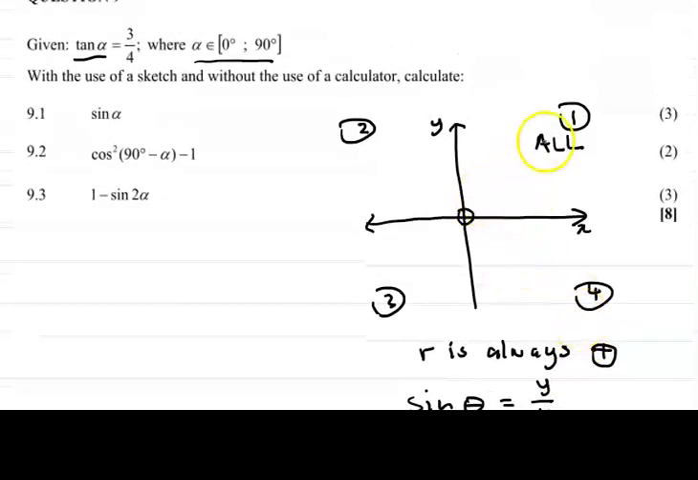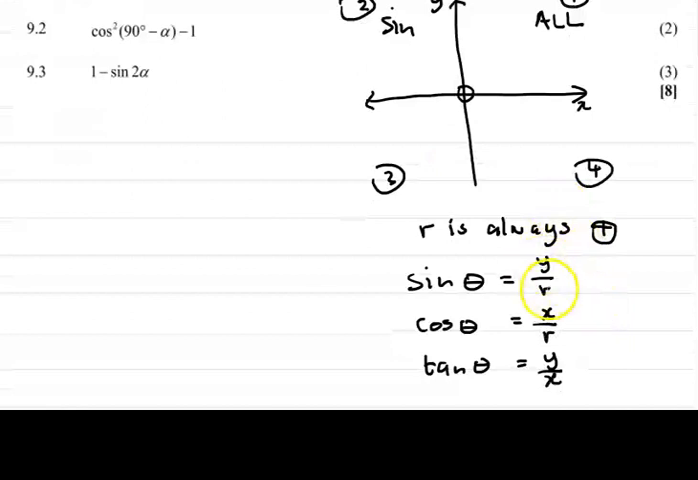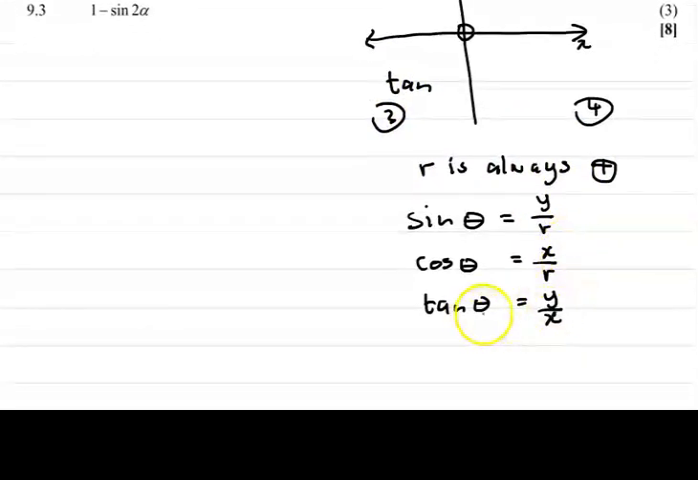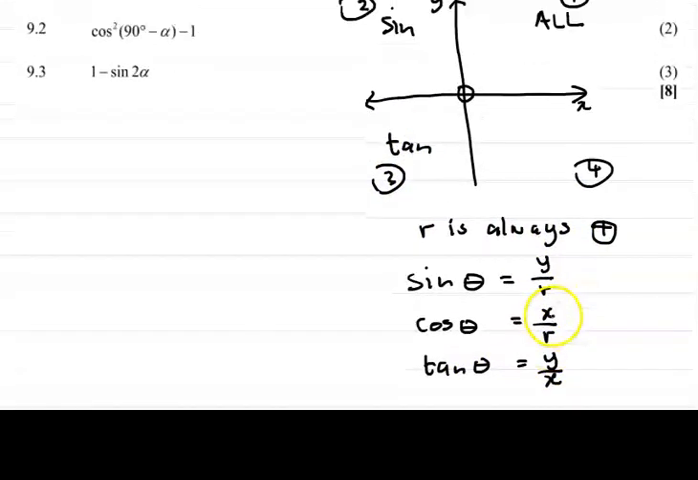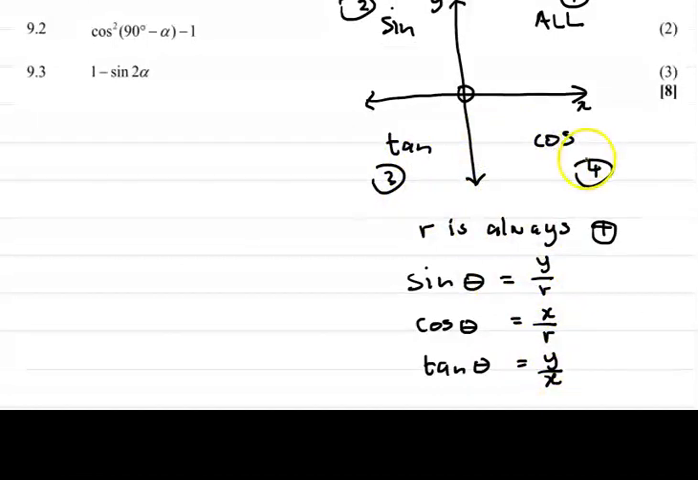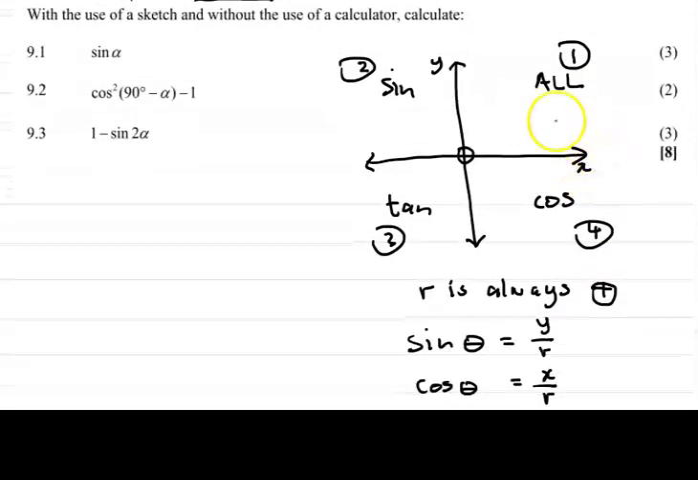So all trig ratios will be positive in the first quadrant. Only sine will be positive in the second quadrant because y is positive and r is always positive. And in the third quadrant, tan is positive, and the reason for that is that y and x are both negative in the third quadrant, so a negative over a negative is positive. And then lastly, cos is positive in the fourth quadrant because x and r are positive in the fourth quadrant.